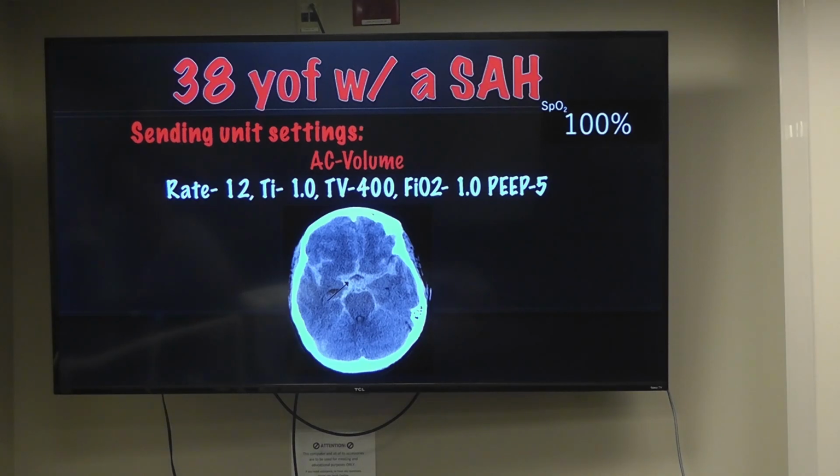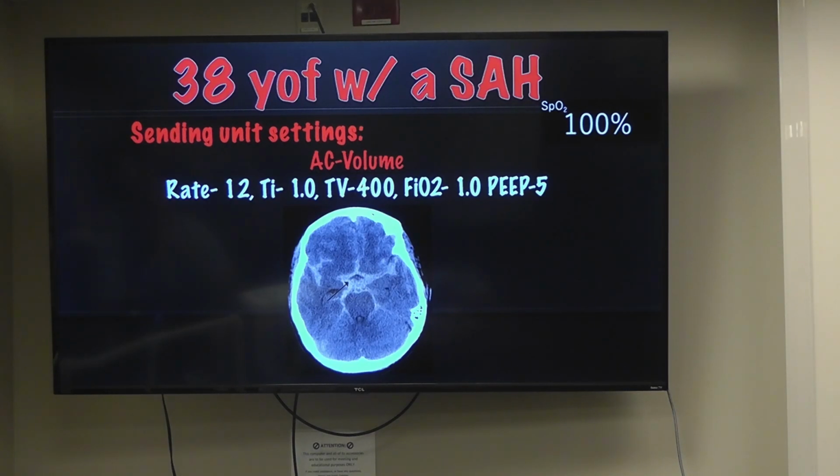If it's a male, it's 500 cc's. If it's a female, it's 400 cc's. But essentially, they get put on these. RT walks away. The physicians walk away, and they never down titrate until they call us, and we need to move them. And then we can make a difference here.